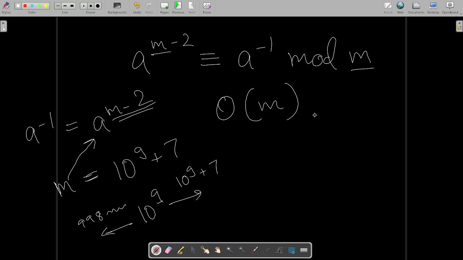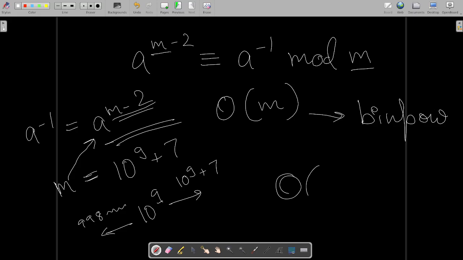But right now we started with discussing binary power, right? So calculating this is going to take O(log M) time. Again, you can calculate the inverse of a number in logarithmic M time, by just calculating this.